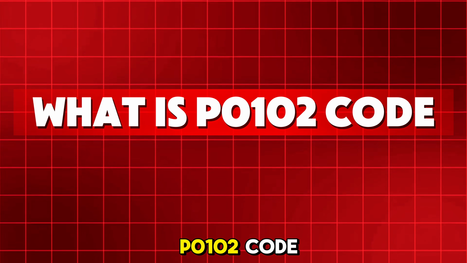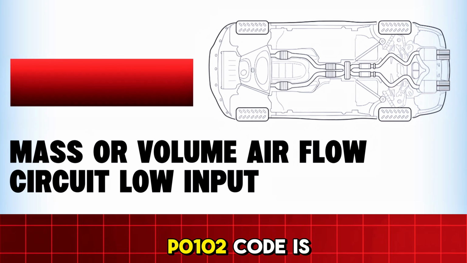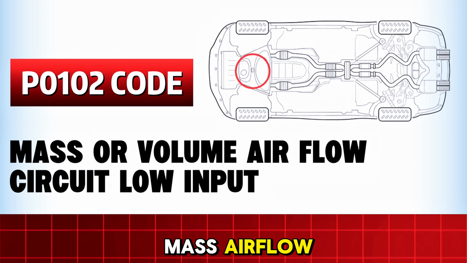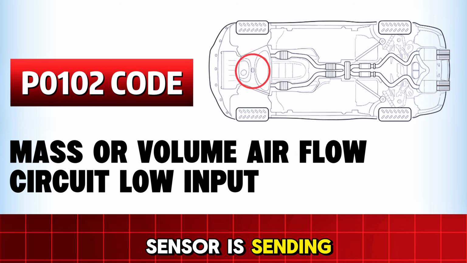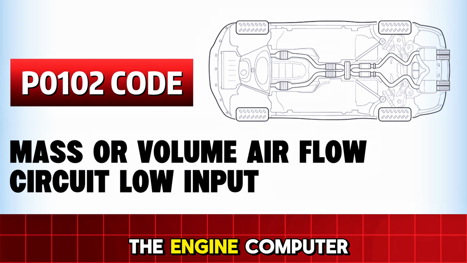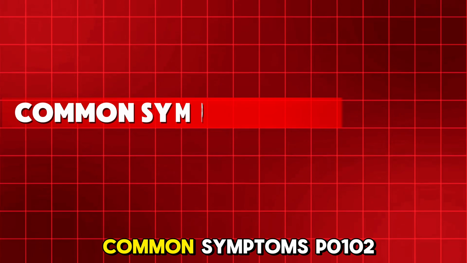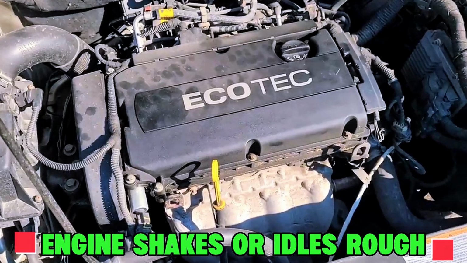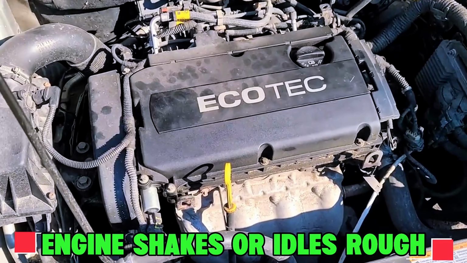What is P0102 code? P0102 is a generic code that means your mass airflow, MAF, sensor is sending a weak or inaccurate signal to the engine computer. Common symptoms of P0102 code: rough or shaky idle, like the engine struggling to breathe.